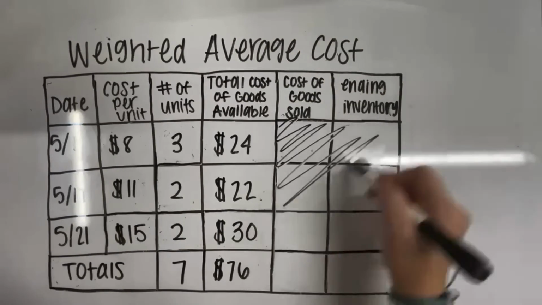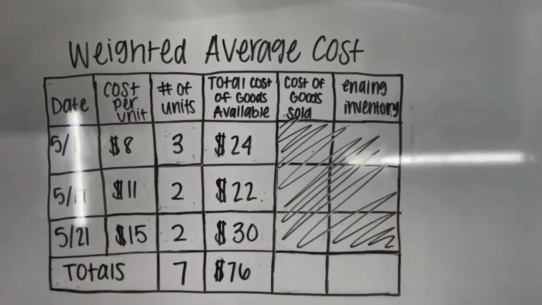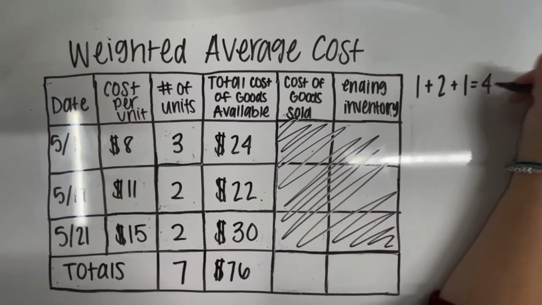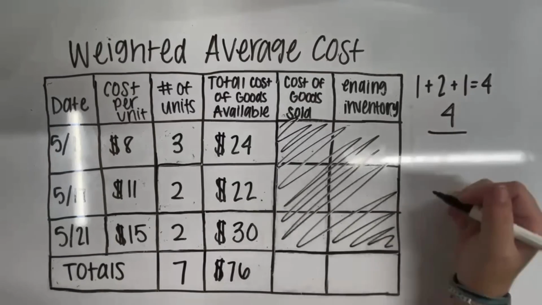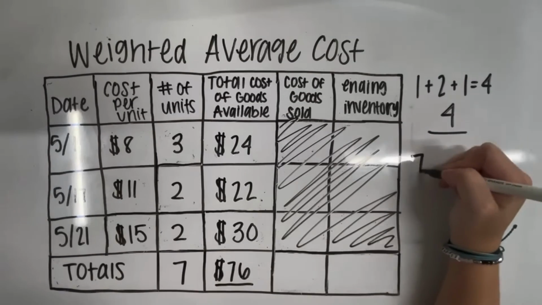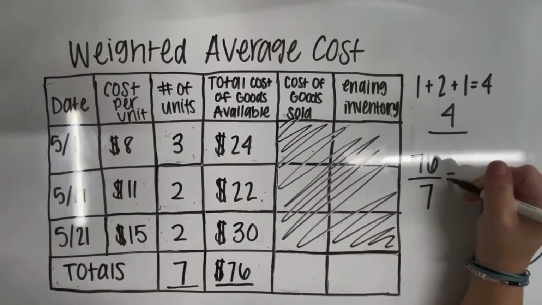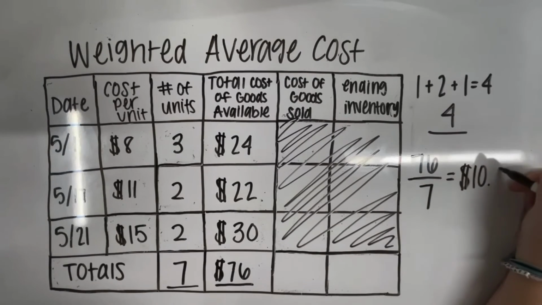For this method, we don't use the cost of goods sold and ending inventory part of the table because we just take the total cost of goods available divided by the number of units, which in this case is 76 divided by 7. This equals $10.86 for the weighted average cost for each item.